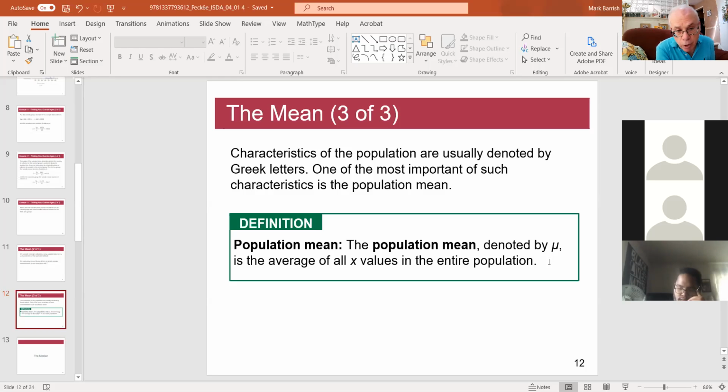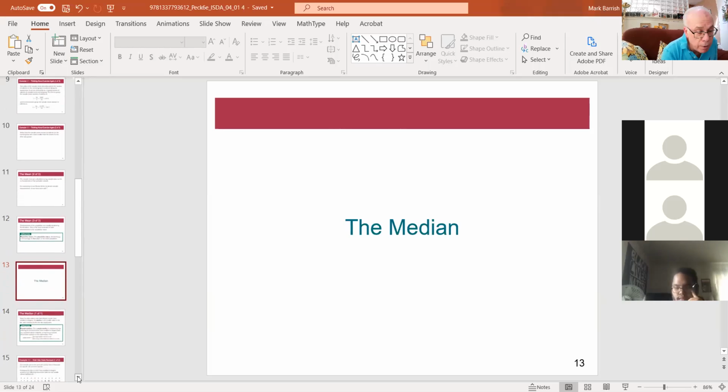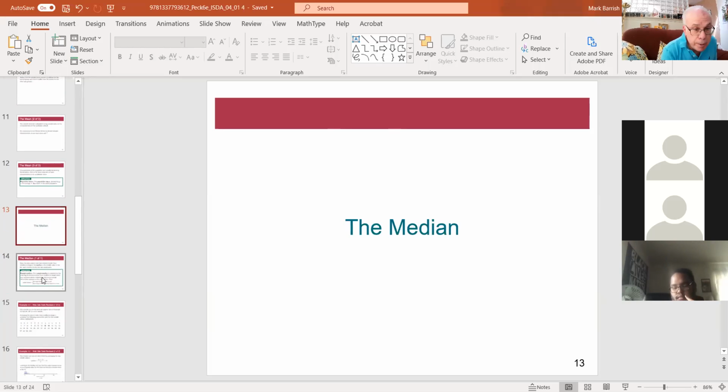Again, your calculator doesn't know whether what you've entered into a list is a sample or a population. It doesn't know. It doesn't need to know. So same formula, it doesn't really matter. It's just I wanted to introduce you to the Greek letter mu for population mean. Okay. All right. The median, of course, is the next thing that we talked about.